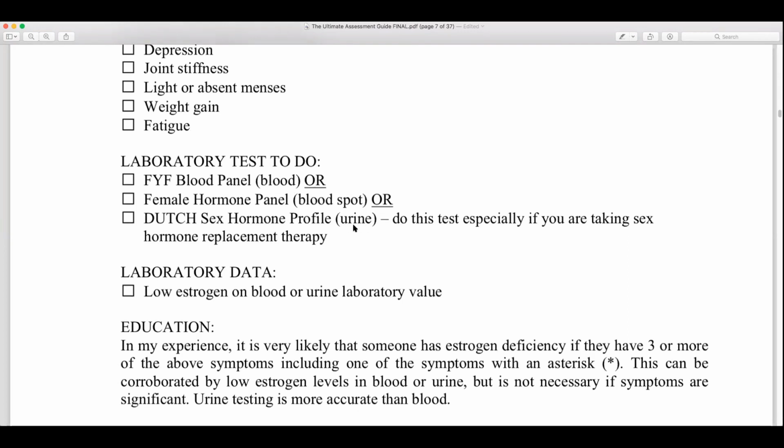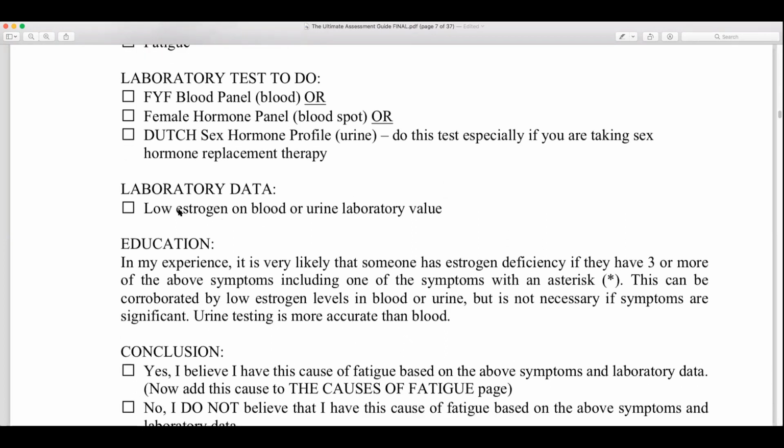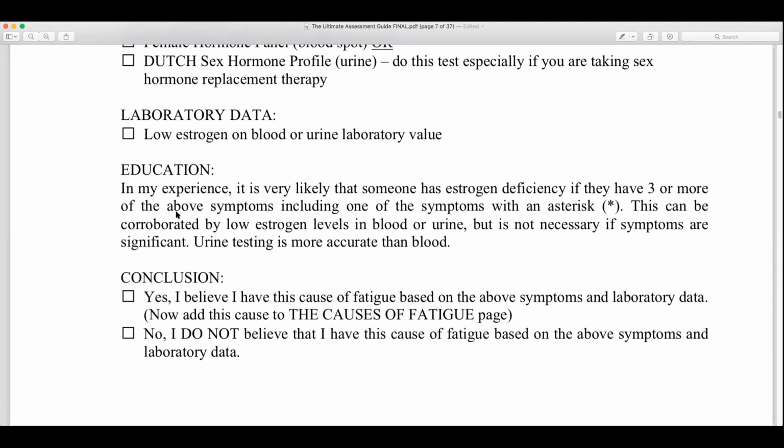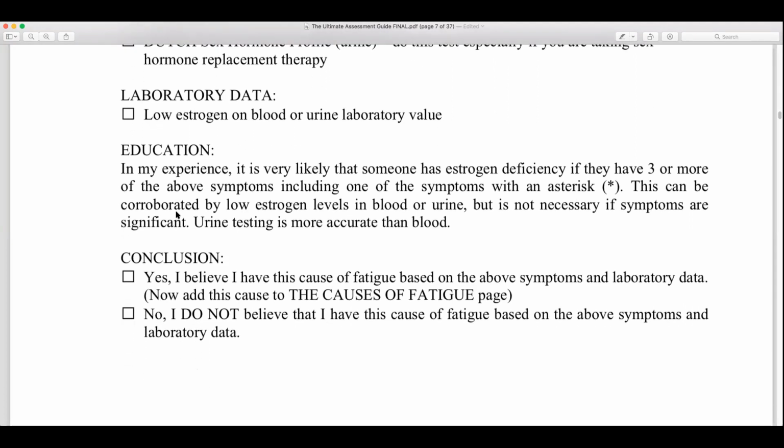So this is a urine test, which is especially important if you're taking hormone replacement therapy. So bioidentical hormones, estrogen creams, estrogen tinctures, stuff like that. You're going to want to do the urine test because it is most accurate. And then laboratory data is going to be low estrogen on a blood or urine laboratory value. And in my experience, it's very likely that someone has estrogen deficiency if they have 3 or more of the above symptoms, including one of the symptoms with an asterisk. And this can be corroborated by low estrogen levels in blood or urine, but it's not necessary if symptoms are significant.